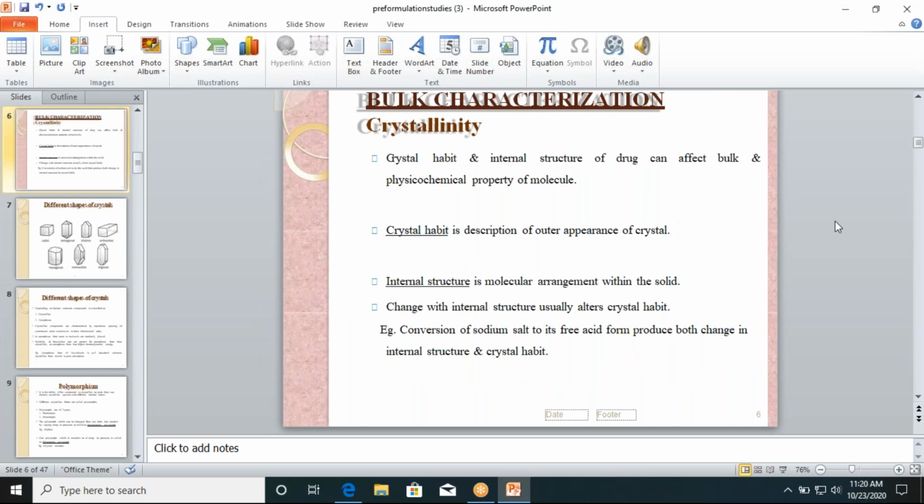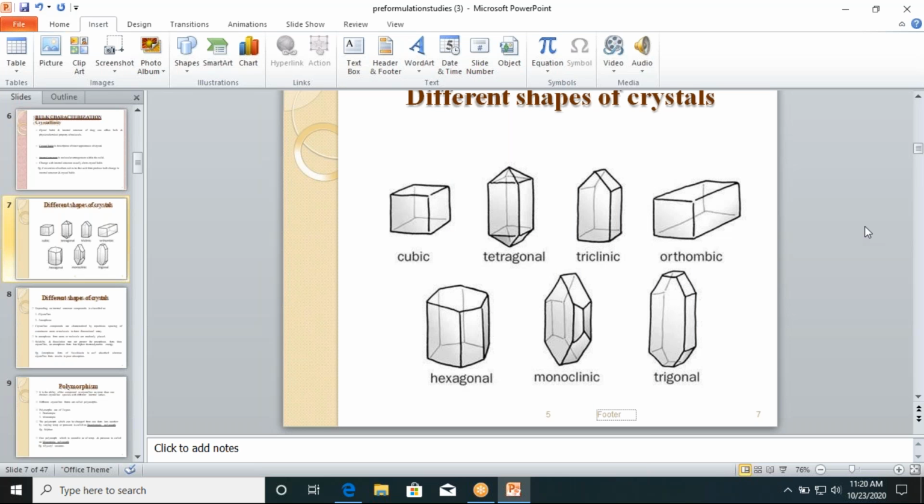Okay, first, crystal habit and internal structure are said to affect the bulk and physicochemical properties of the molecule. Crystal habit is the description of the outer appearance of a crystal, whereas internal structure is the molecular arrangement within the solid. Once there is a change in the internal structure, usually it will alter the crystal habit. These are the different shapes of crystals you'll get in a drug. The drug may be in a cubic crystal, or it may be tetragonal, triclinic, orthorhombic, hexagonal, monoclinic, or trigonal. These are the various shapes of the crystal.